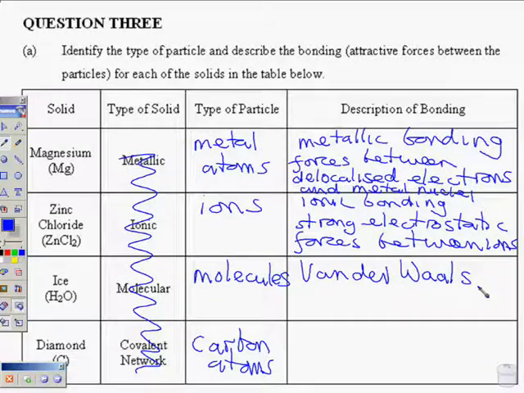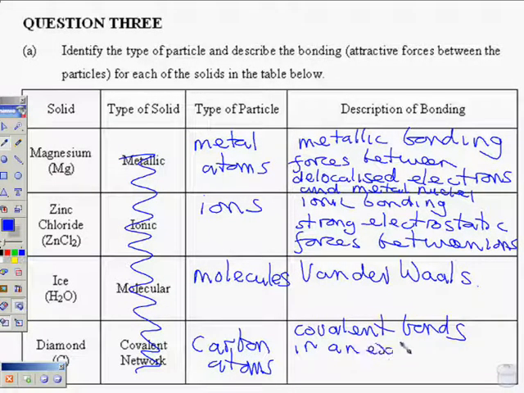Covalent bonds. Covalent bonds. Now, ordinarily, you won't be told it's a covalent network. Ordinarily, you'd have to put a sentence in there to describe it. Covalent bonds in an extended covalent network.